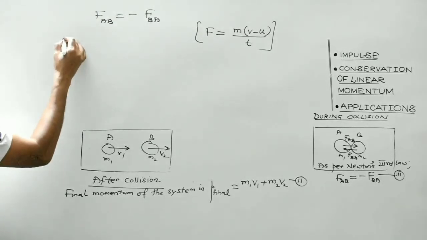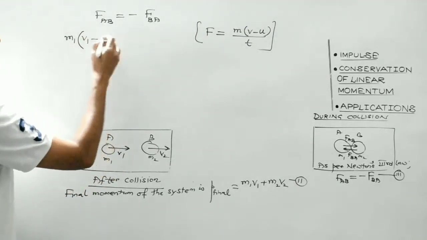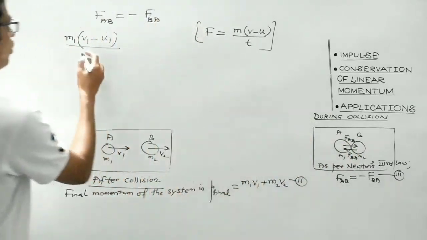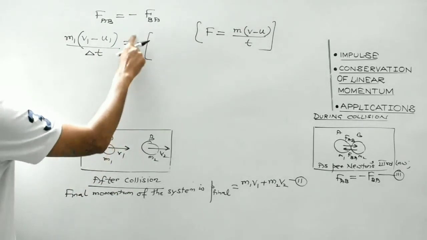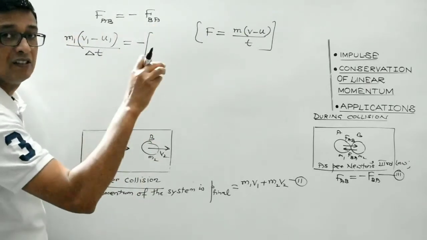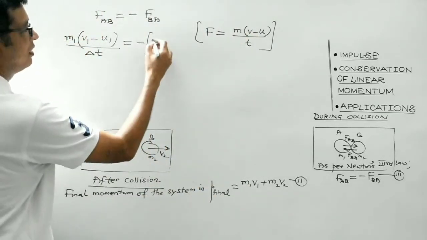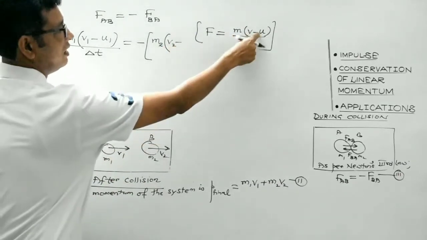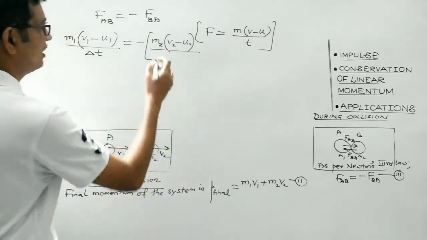So, the mass of body A is M1, its final velocity is V1, and its initial velocity is U1. The time during which the impact takes place is a very, very short duration, considered to be delta t. And it should be equal to the negative of the force exerted by body A on body B. So this is the force on body B. The force on body B is given by the time rate of change in the momentum of body B, as per Newton's second law. So it would be the mass of the second body times its final velocity minus its initial velocity, divided by the short duration of time during which the collision takes place, that is delta t.